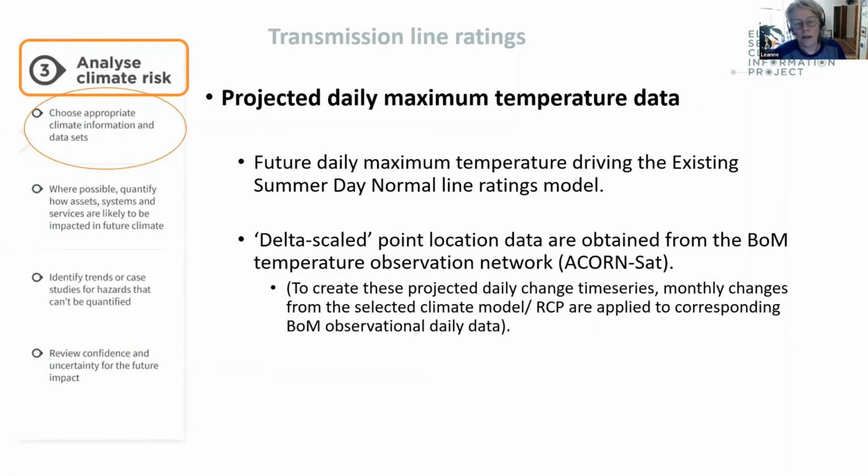So looking at the analyse climate risk step, we're now at step 3, where we need to choose appropriate climate information and data sets. What we want to know is what the future daily maximum temperature will be, as that will drive this summer day normal line ratings model.